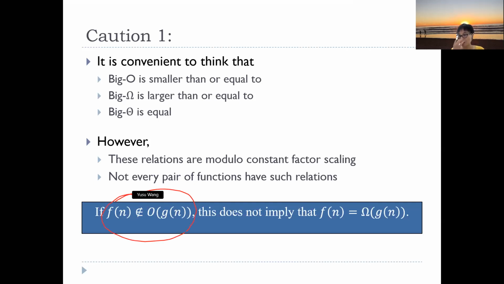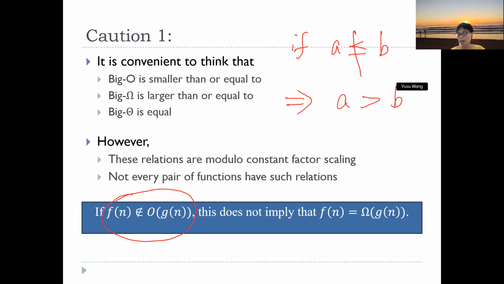bounded from above by g of n, if it's numbers, if I have two numbers and I say a is not smaller than or equal to b, then this must imply that a is bigger than b, right? So for numbers, two numbers have to have one of the three relations. But here, if f of n is not bounded from above by g of n, this does not mean that it's bounded below by g of n. It's possible that these two functions do not have any relation at all, so none of these two hold.